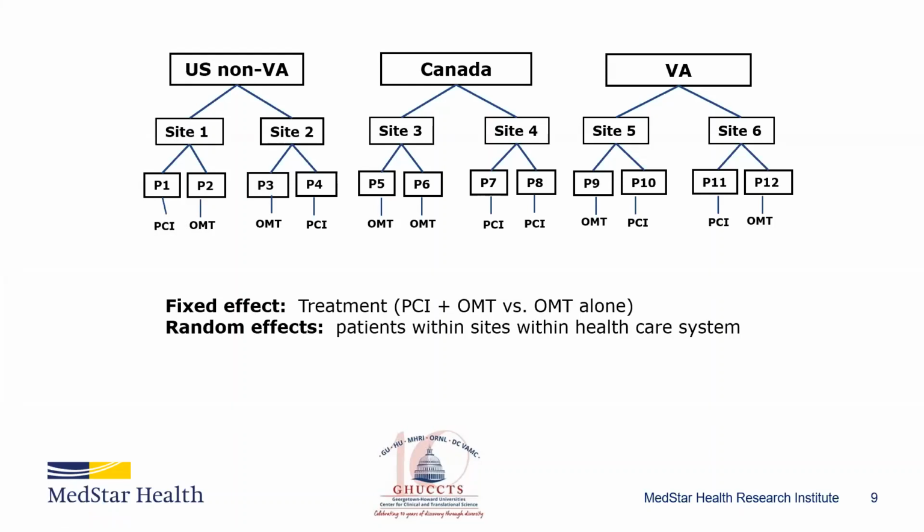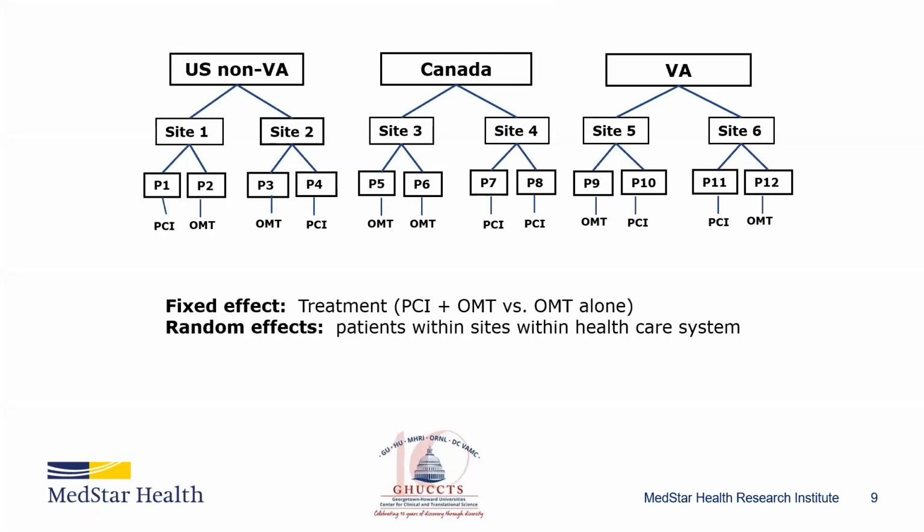The random effects, of course, patients are always random effects. The sites are random effects because these would only be a sample or a certain selection of sites within each healthcare system. So in this case, we have really three random effects: patients within sites within healthcare system. And so that's the concept of what we mean by random effects.